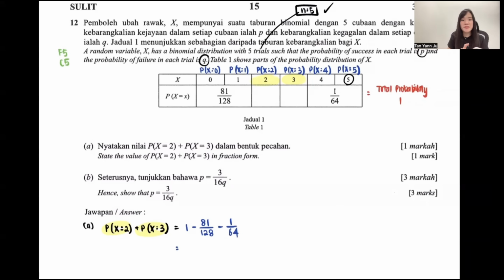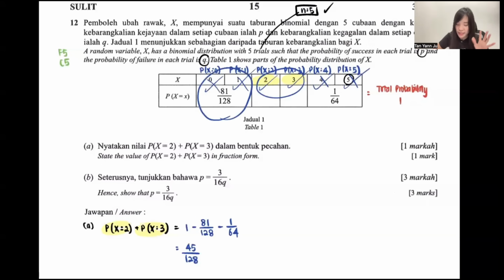Easily I can get the empty spot back. Make sense? So now let's try to minus it off. I get 45 over 128. Do you guys understand? So it means this plus this plus this plus this plus this plus this equals 1. So if I want to find these two, I just minus off this. Then I can find the empty one.